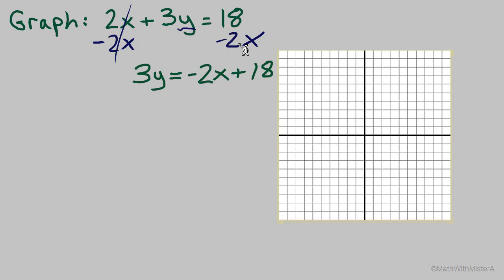And we're starting to embrace the habit of putting the x term first. So negative 2x, and then plus 18, because this is a positive 18. Now we're not solved for y yet because this term is 3y, 3 times y. So there's one more step to solve for y. Undo the multiply by 3 with a divide by 3.